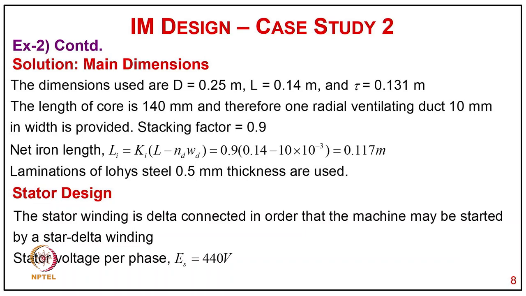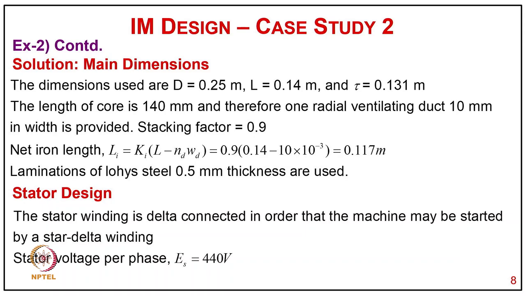So net iron length is Li equal to K into L minus ND WD, that comes typically 0.117 meter or 11.7 centimeters or 117 millimeter is the now net iron length. A lamination of alloy steel of 0.5 mm thickness are considered here.